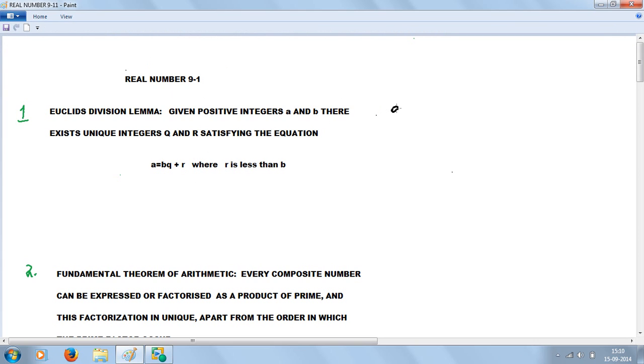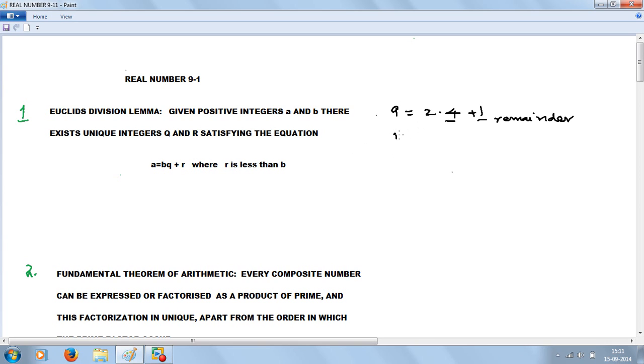Let us take the example 9. 9 is equal to 2 multiplied by 4 plus 1. That's what Euclid's division lemma says. Given positive integers a and b, that's the example of 9 and 2, there exist unique integers q and r, or you can take it as the remainder. The remainder is always less than the divisor, satisfying the equation a is equal to bq plus r.